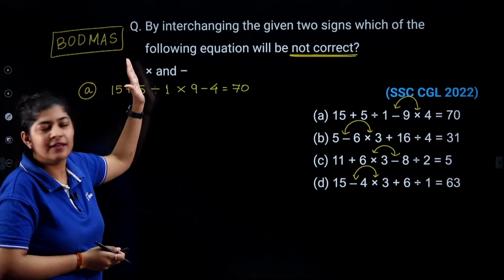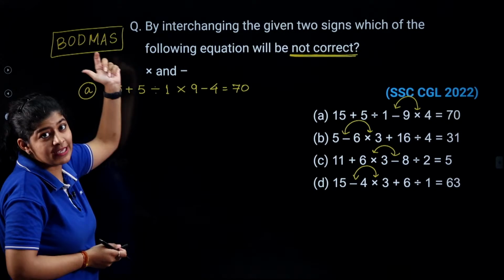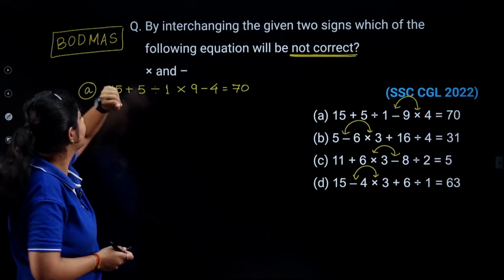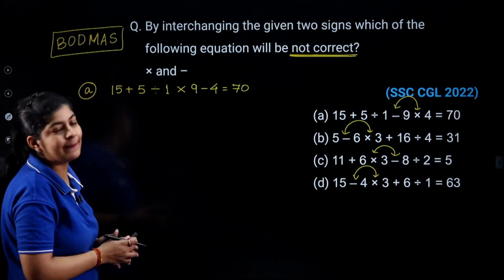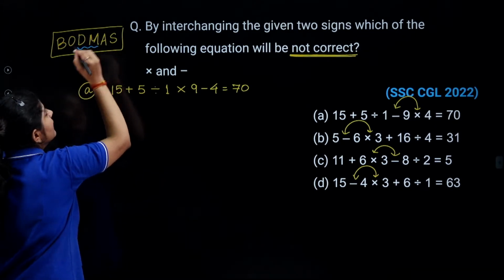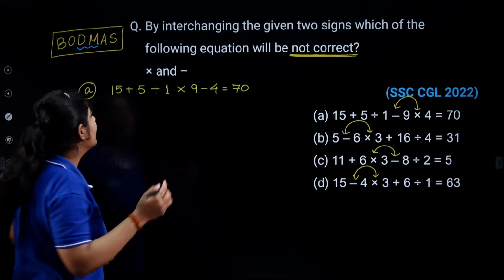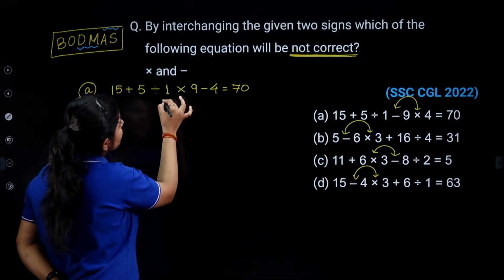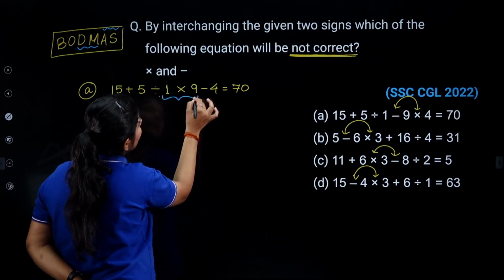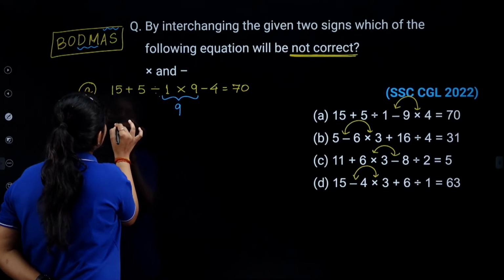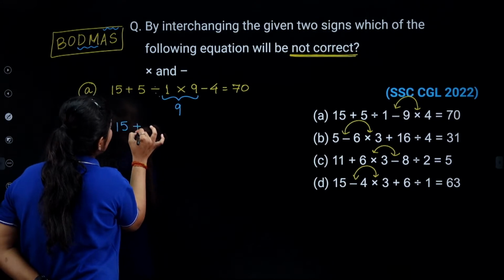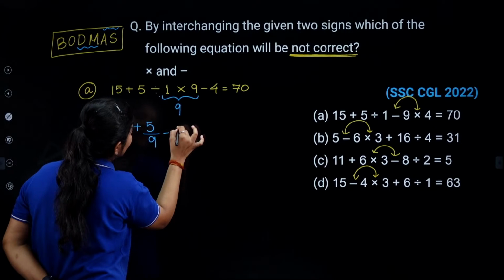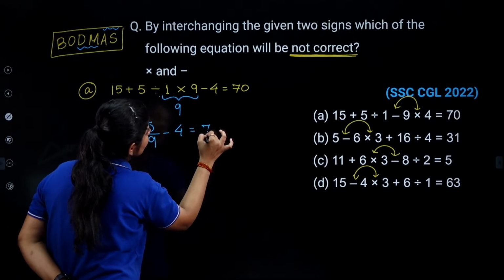Do we have brackets? No. Do we have any order? Yes. The order says that we need to move from left to right. After that, division and multiplication. These both operations are on the same priority, and after that we will solve addition and subtraction. So here we get 15 plus 5 divided by 9 minus 4, and this is equal to 70.